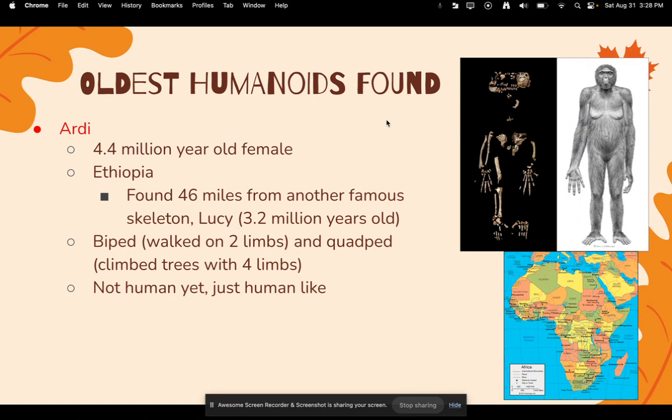Ardi was biped, which meant that she walked on two limbs, and also a quadruped, which meant that she climbed trees with four limbs. She's not human yet, just human-like.